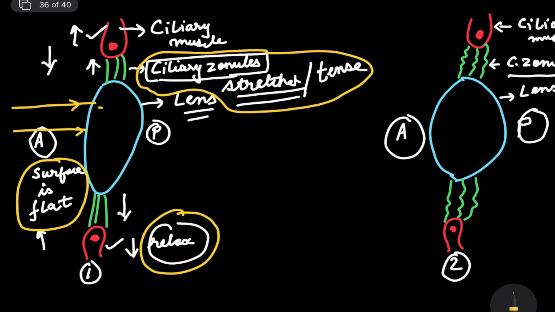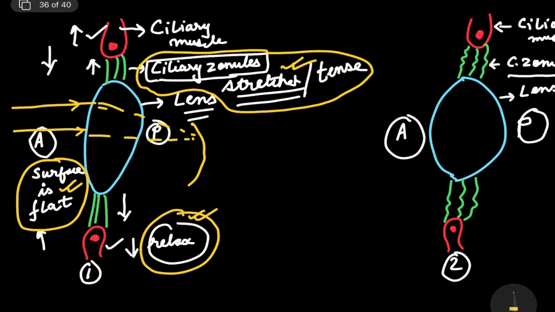now they will be focused on the retina. So this first scenario is basically what happens when light rays are traveling from infinity or from a very far object. This is the scenario that happens in our lens. The anterior surface of the lens becomes flat, by the ciliary zonules being stretched or tense and the ciliary muscles relaxing. Thus, the lens's anterior curvature will become flatter, and hence the parallel rays of light are converged by the lens on the retina.